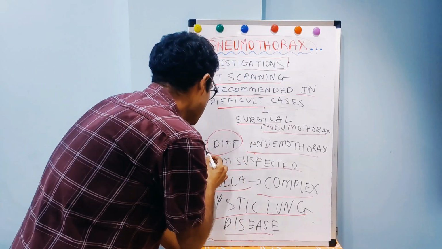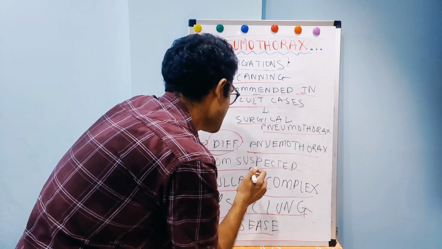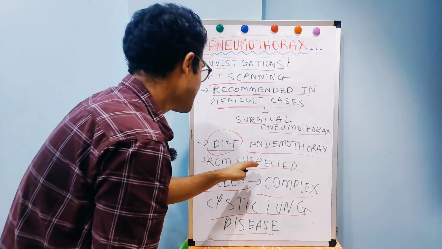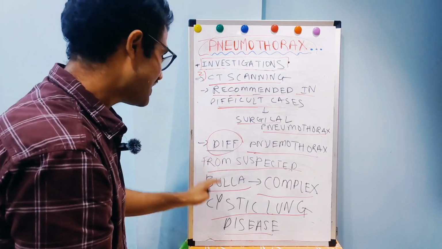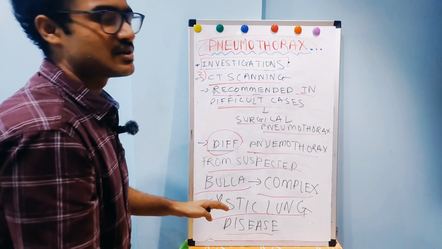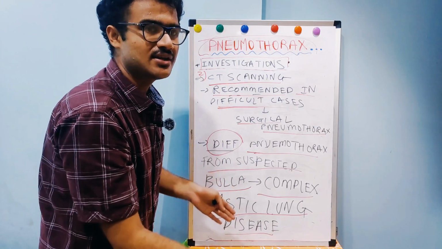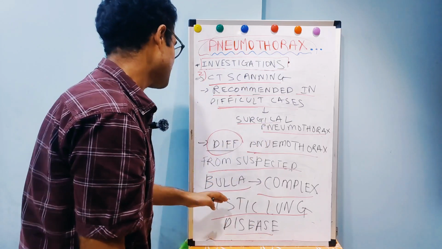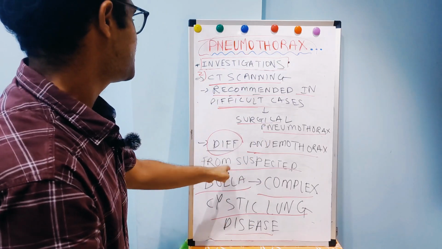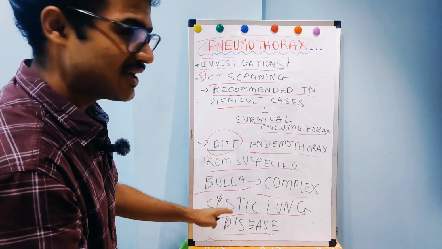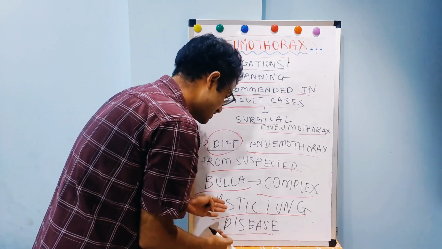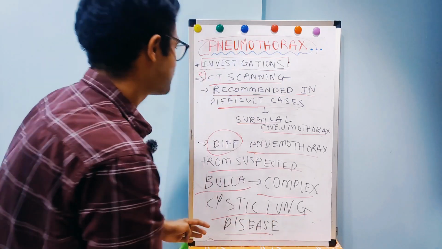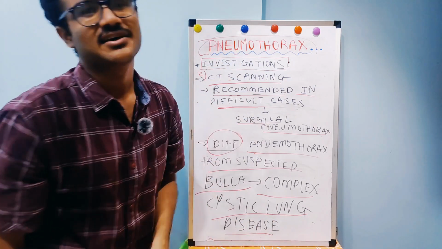And also it helps to differentiate pneumothorax from suspected bullae in complex cystic lung disease. Bullae are air-filled cavities greater than 1 centimeter in diameter. So it helps to differentiate pneumothorax from suspected bullae in complex cystic lung disease. So basically this is about CT scanning.